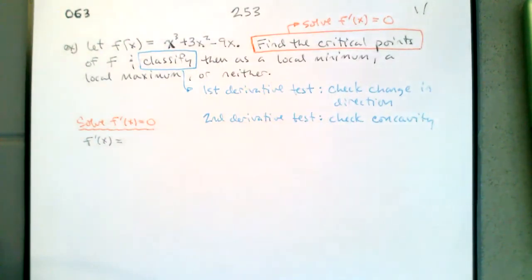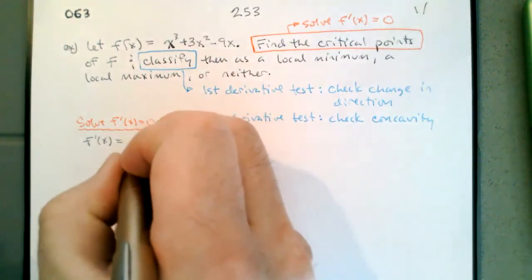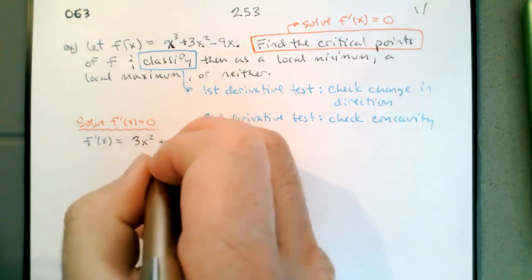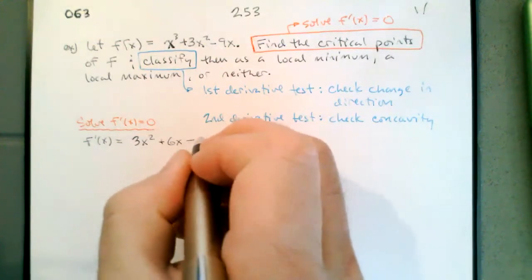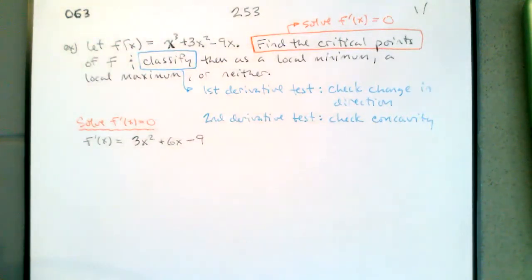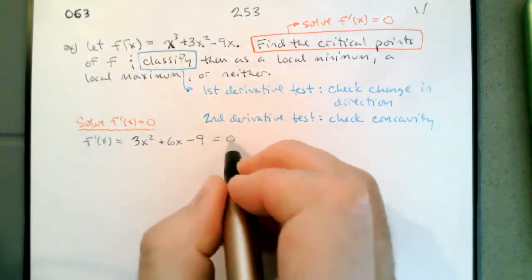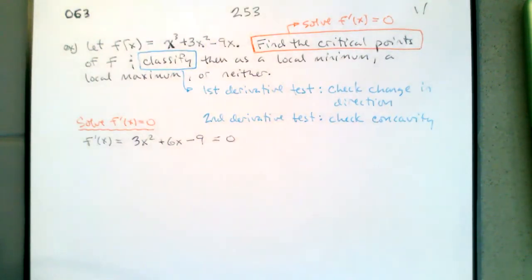So let's solve the equation f prime of x equals 0. We'll take the derivative, 3x squared plus 6x minus 9, and we'll set this equal to 0. Now, on take 2, I have a polynomial that is factorable and that I can easily factor. I don't know about y'all, but I can easily factor at 8:30 on a Monday.